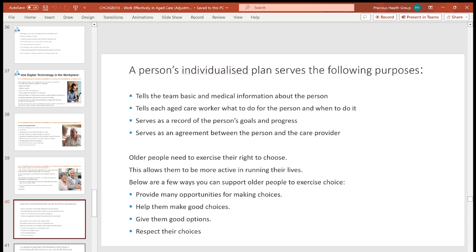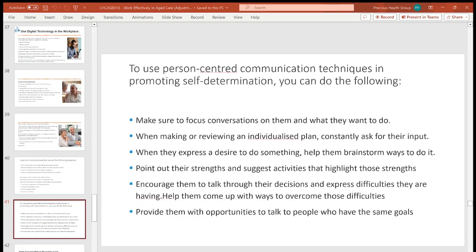So we should always demonstrate this at all times by providing many opportunities for them to make choices from, help them to make the right choice, and give them options in a way that of course respects them and even improves or increases their level of capacity. And the use of person-centered communication techniques should be employed in this area because it promotes self-determination, and we can do this by doing the following.